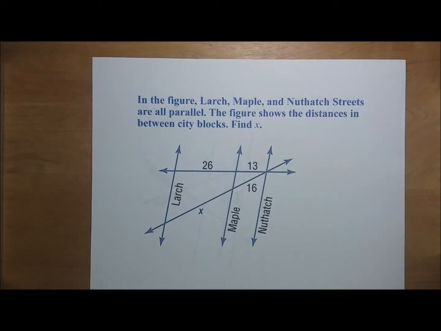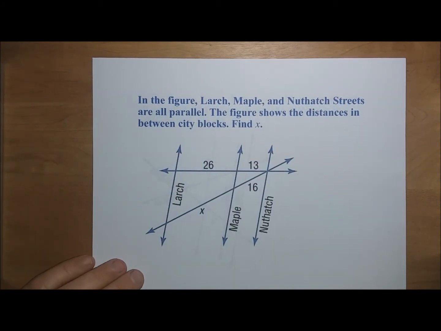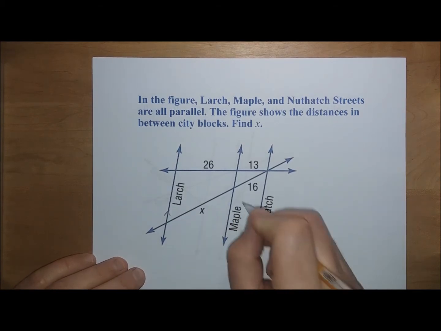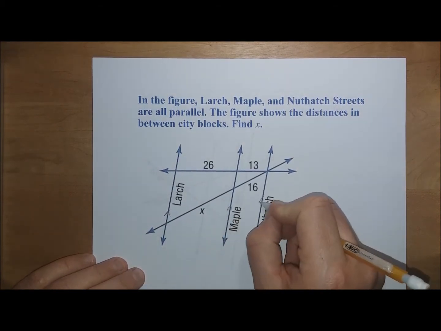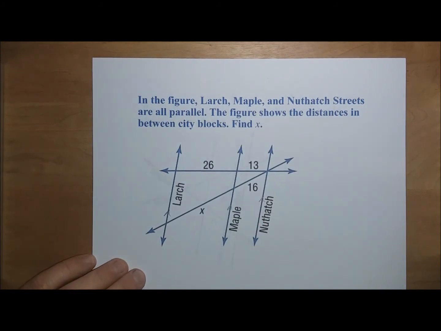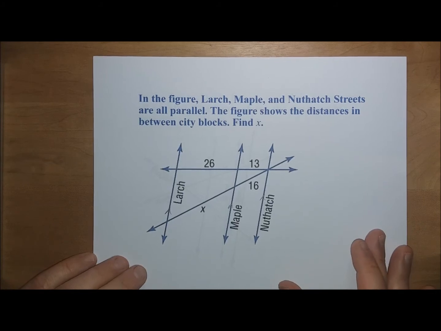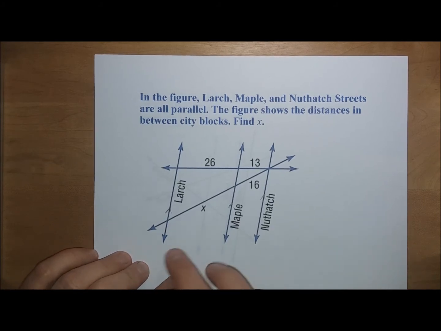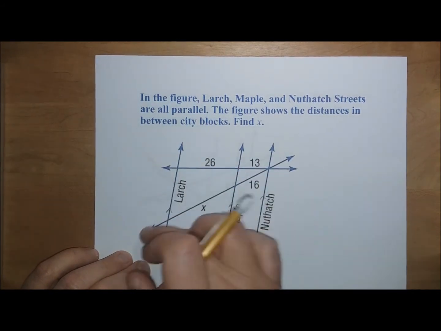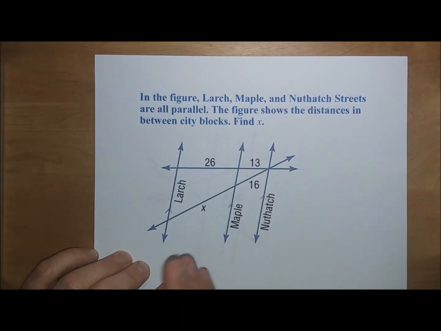Here we've got this figure. We've got Larch, Maple, and Nuthatch streets that are all parallel. I'm going to go ahead and mark that. If these streets are parallel, let's mark it. The figure shows the distances in between city blocks. Could we find x? Okay. Well, if these lines are parallel, then these transversals are going to have to be cut off proportionally by these parallel lines.